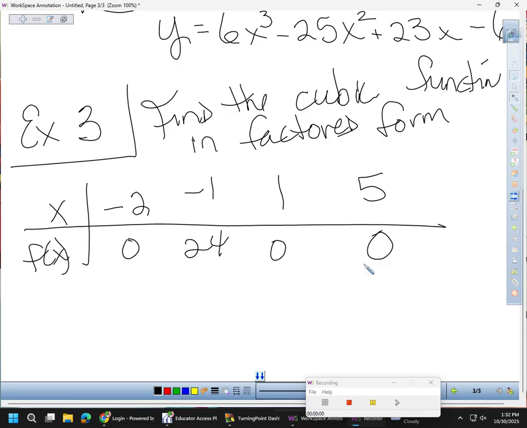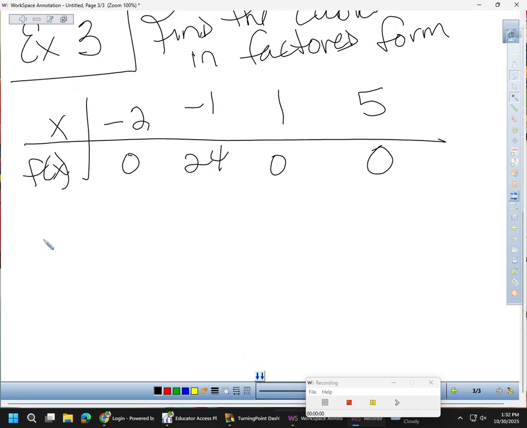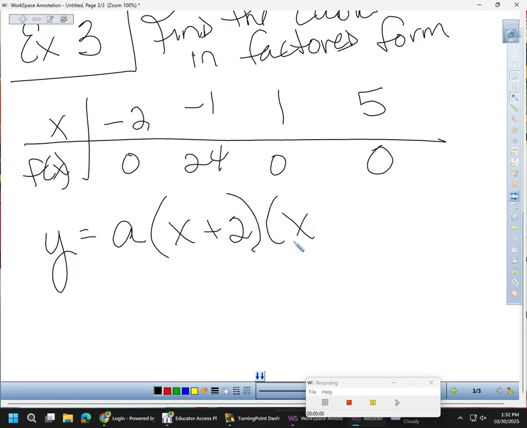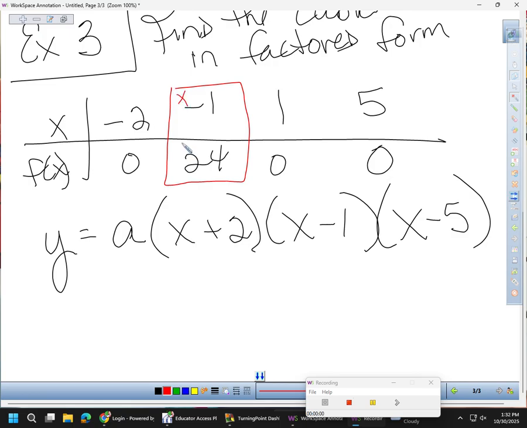All right, so here's how it's going to work. First of all, you see we have 3 zeros up there, right? So technically, our polynomial is y equals a, because we don't know what our coefficient is on the front, x plus 2 times x minus 1 times x minus 5. Do we all agree there? Okay, so now we're going to take this other point they give us, this one right here, and we are going to plug it in for x and y and solve for a.